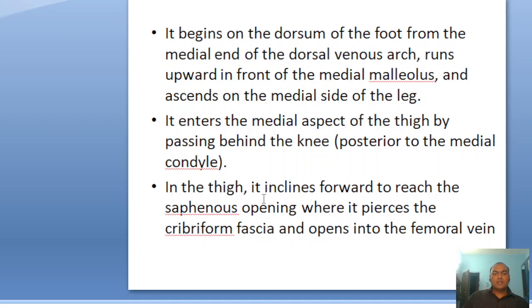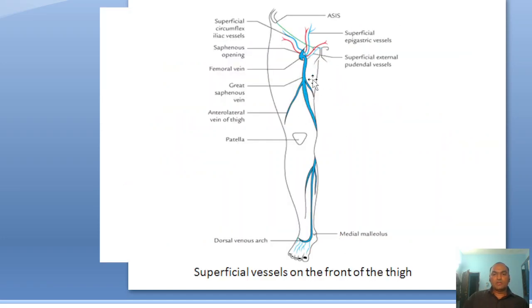In the thigh, it inclines forwards to reach the saphenous opening, 4 cm below and lateral to the pubic tubercle, where it pierces the cribriform fascia and opens into the femoral vein. So in the front of thigh, it pierces the cribriform fascia and drains into the femoral vein.